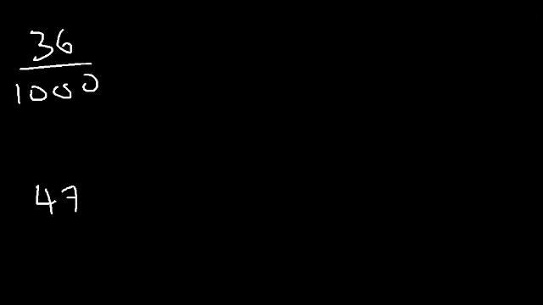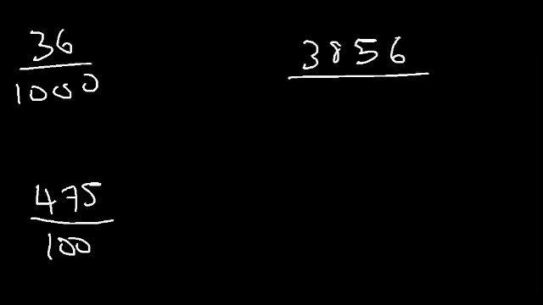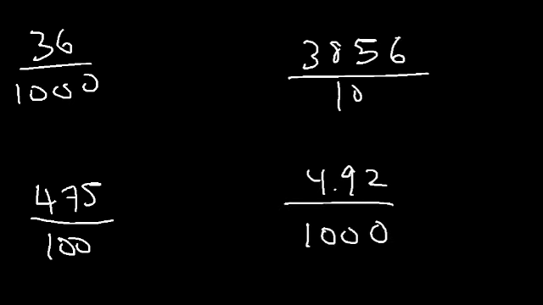So try these. 36 divided by 1,000. 475 divided by 100. 3,856 divided by 10. And 4.92 divided by 1,000. So 36 divided by 1,000. Let's move the decimal point 3 units to the left. 1, 2, 3. So it's 0.036.